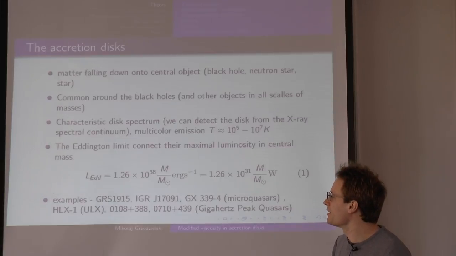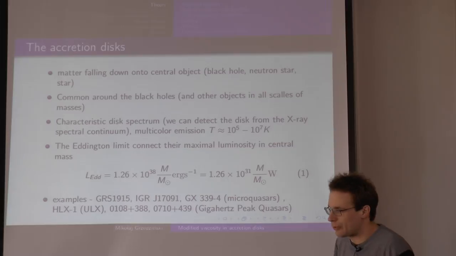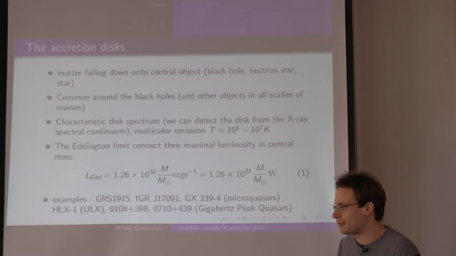So let's start with the very basement of the theory. What are accretion disks? They are hot clouds of matter with small angular momentum around a compact object like a black hole or neutron star.